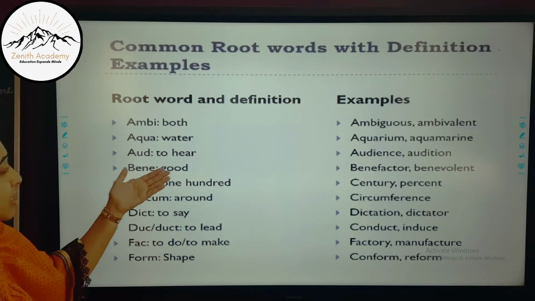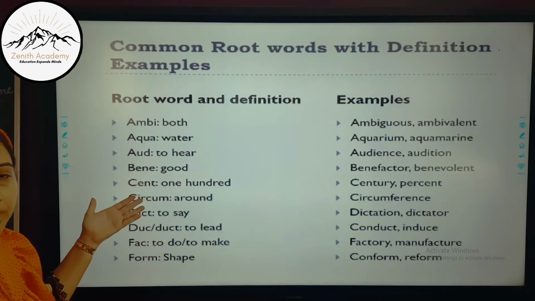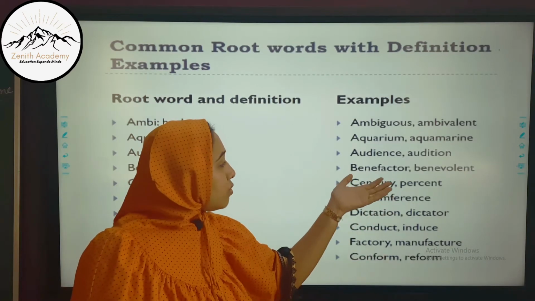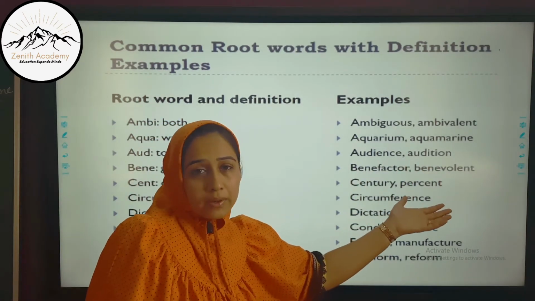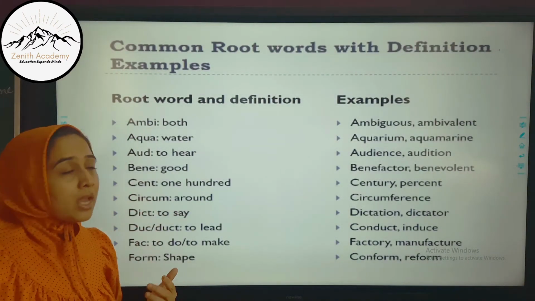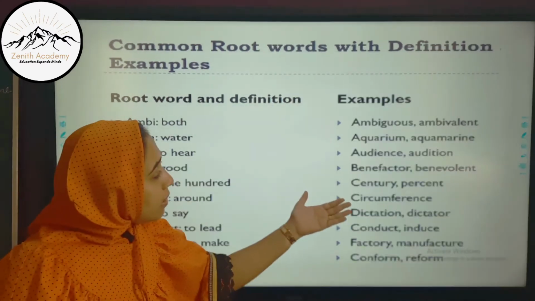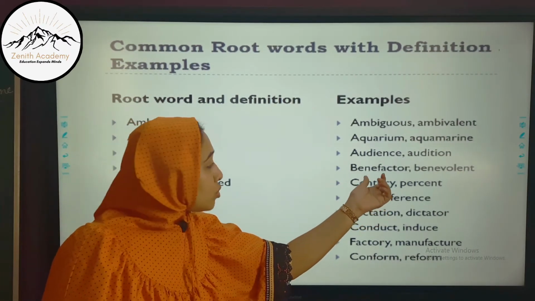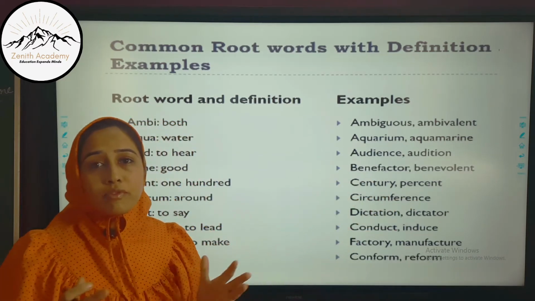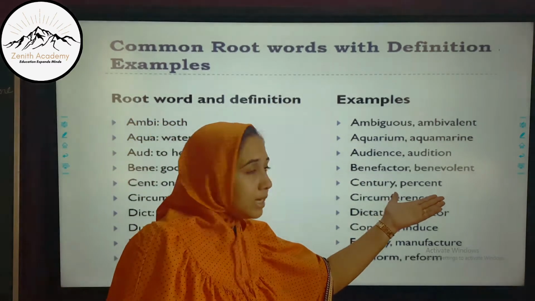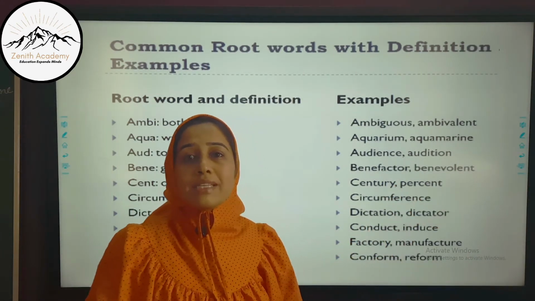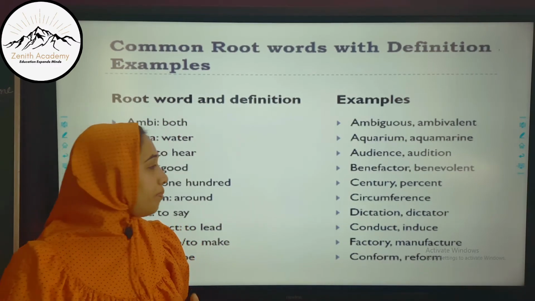Bene. Bene means good. It is an old English literature word, but in today's English, we use benefactor and benevolent. Cent. Cent is 100. When we add the suffix ury, it makes century for 100 years, and percent. Per is the prefix added to cent. So percent is always calculated on the basis of 100.